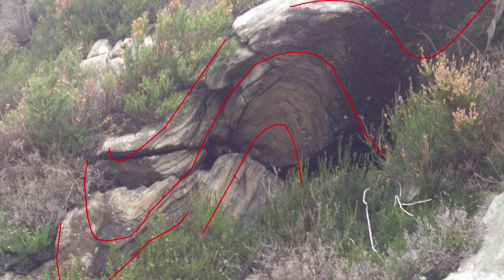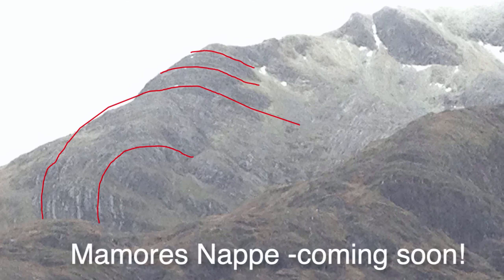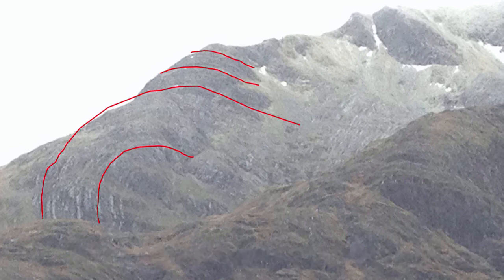And nappes are an integral part of mountain building, so we see them across Scotland in the Caledonian, across the southwest of England in the Variscan, and in major active mountain belts in the Alps, in the Himalayas, and in the Cascades in America and Rockies.